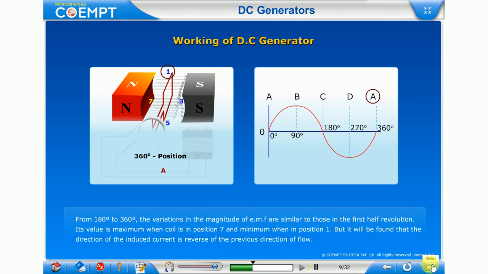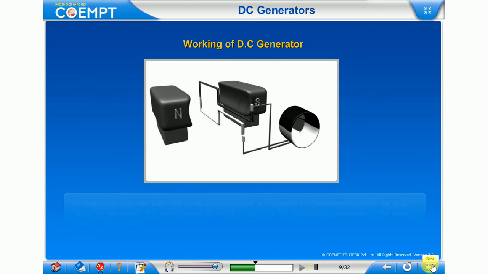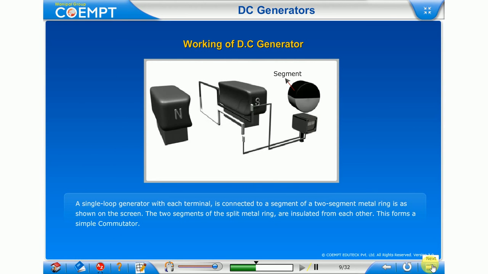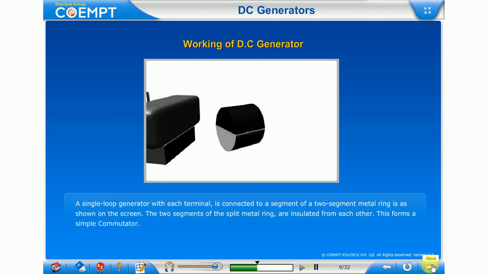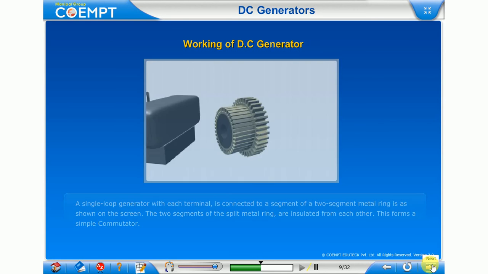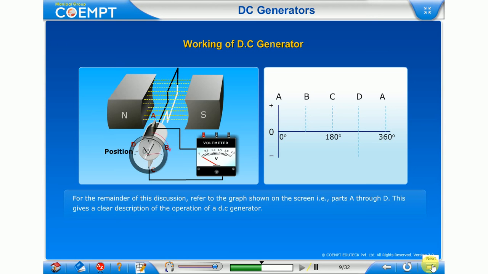However, because the segments of the commutator have rotated with the loop and are contacted by opposite brushes, the direction of current flow through the brushes and the meter remains the same as at position B. The voltage developed across the brushes is pulsating and unidirectional, in one direction only. It varies twice during each revolution between 0 and maximum. This variation is called ripple. A pulsating voltage, such as that produced in the preceding description, is not suitable for most applications.